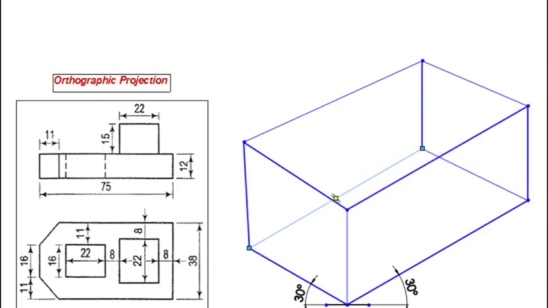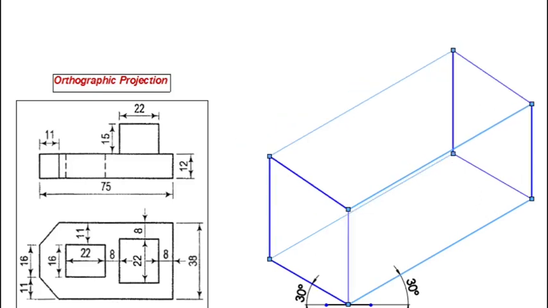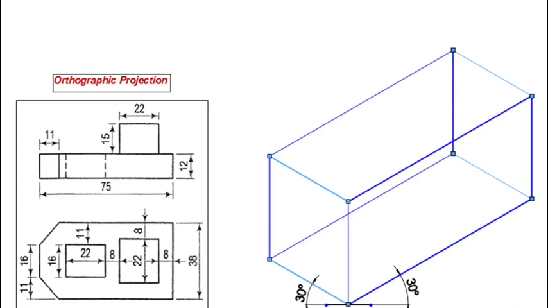Like this. Adding the relations, these four lines should be equal and parallel to each other. Now adding the relations, these four lines should be equal and parallel to each other. Again, these four lines should be equal and parallel to each other. Now I am giving the dimensions.